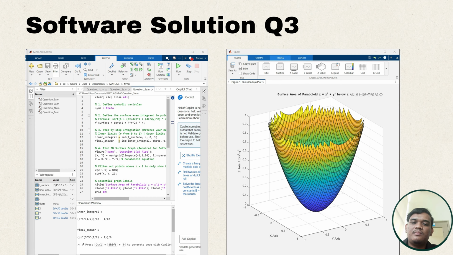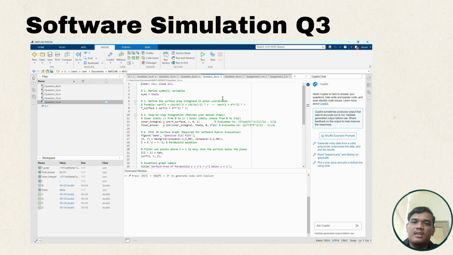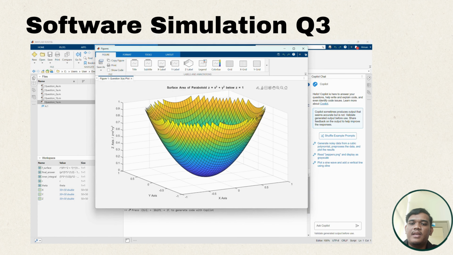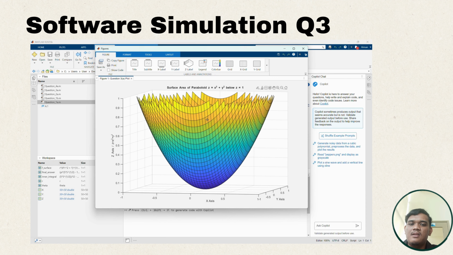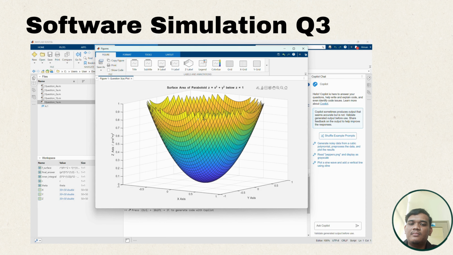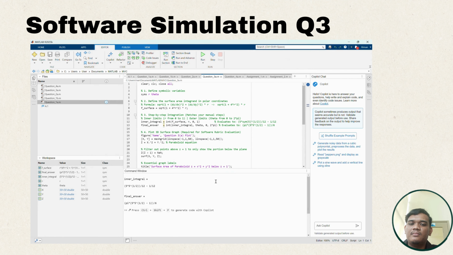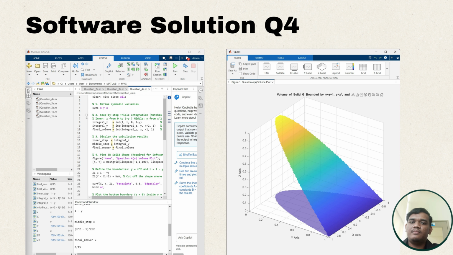Next is the software simulation, where you can see how we get the graph and the answer.